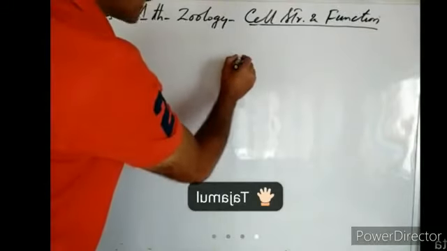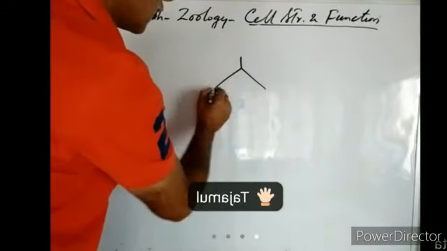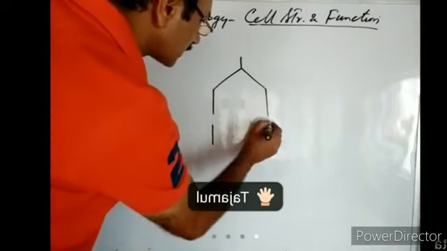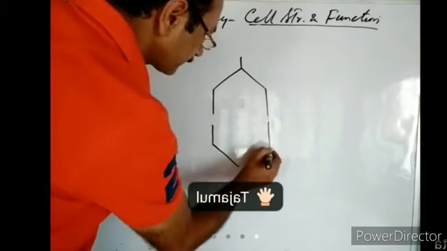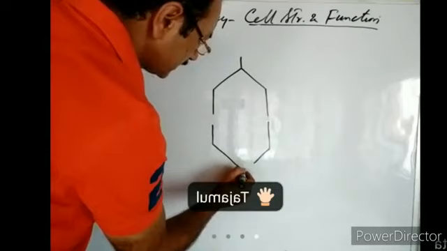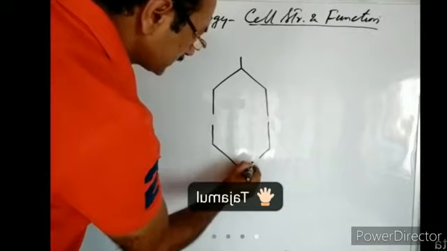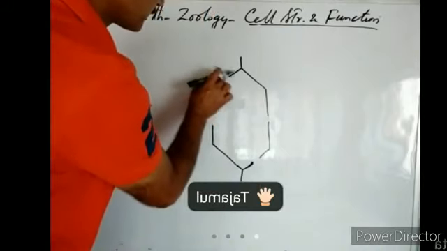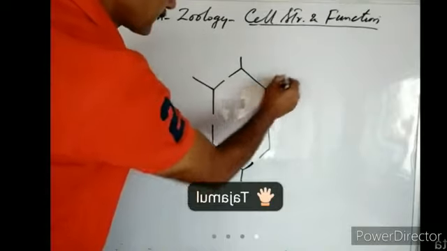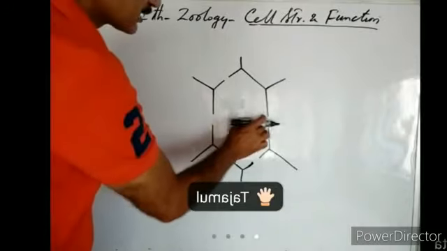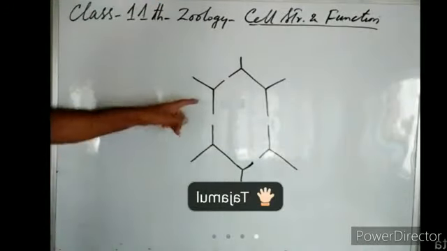This cell wall in a plant cell at many places is not laid. Suppose this is a plant cell. At some places, the cell wall is not laid. And those places in a plant cell where the cell wall is not laid are known as pits. In this plant cell, there are certain areas in the cell wall where the cell wall is not laid.